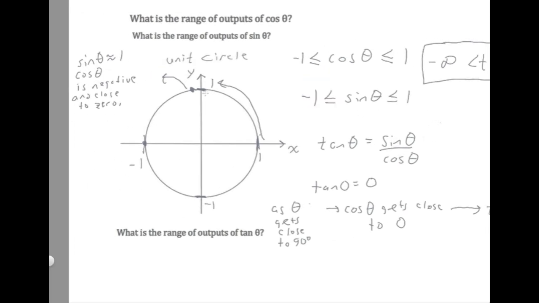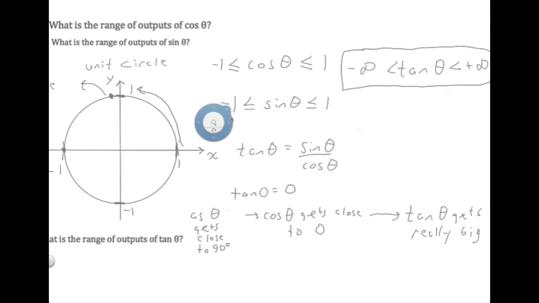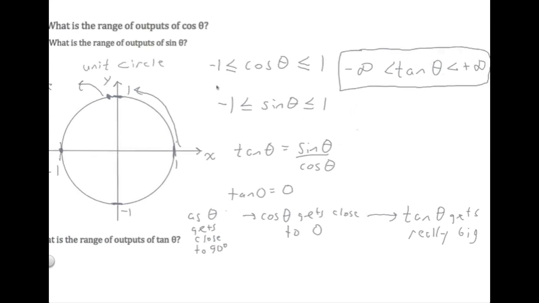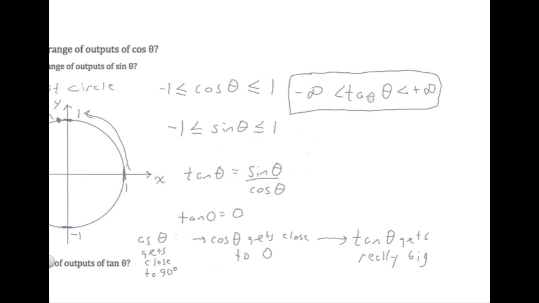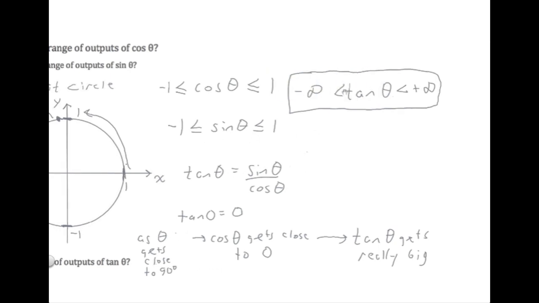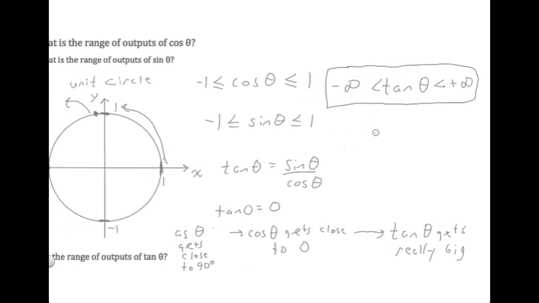So if you take angles that are a little bit smaller than 90, you get huge tangents, very positive tangents. And if you take an angle that's just a little bit more than 90, like 90.1 or 90.01 or 90.001, then you're going to get an extremely negative tangent. So the tangent really fluctuates between negative infinity and positive infinity. That basically means that tangent can be any number. There's no limit on the tangent.